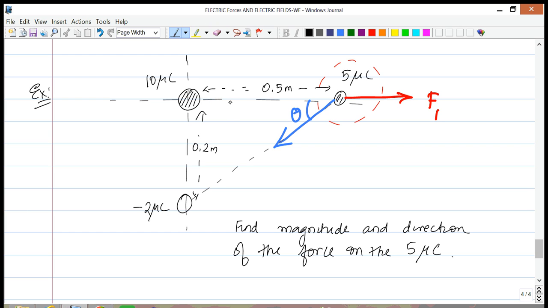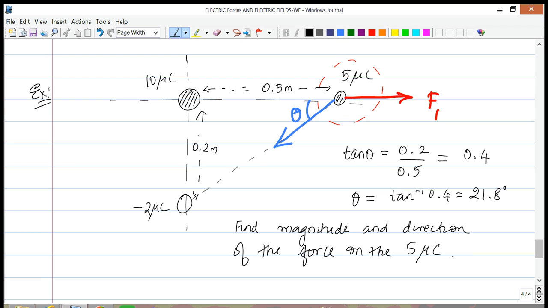If you look at this triangle, tangent of theta is equal to 0.2 divided by 0.5, which happens to be 0.4. And this gives us theta as tangent inverse of 0.4, which happens to be equal to about 21.8 degrees. So now we know the angle, so everything should follow in a straightforward manner.